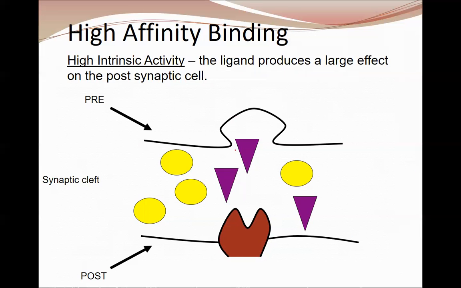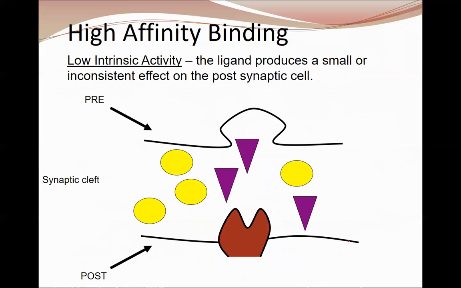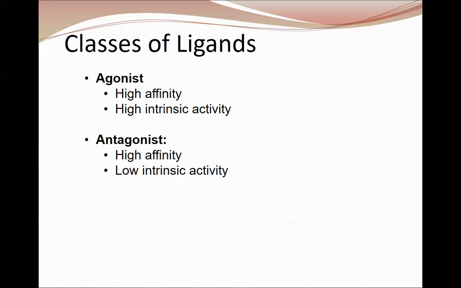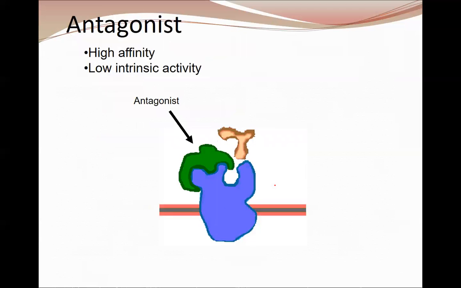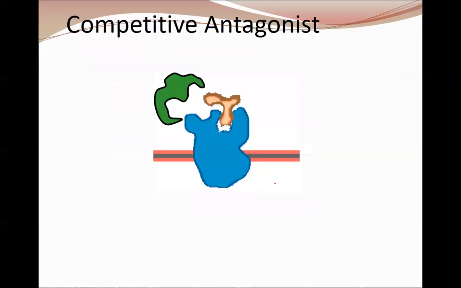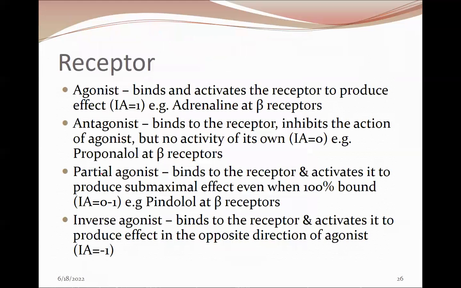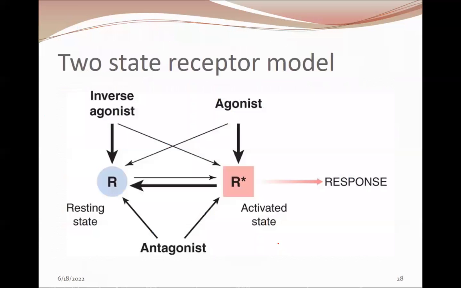The high intrinsic activity is when it binds for a sufficient duration of time, producing a substantial action for a prolonged duration. We had agonist and antagonist. Agonist had high affinity and high intrinsic activity, whereas antagonist had high affinity and low intrinsic activity. We talked about the agonist and antagonist model. We talked about the reversible, irreversible models. We even talked about the competitive antagonist, non-competitive antagonist. We talked about indirect agonist, and then we defined the agonist, antagonist, partial agonist, and inverse agonist with the help of a 2-state receptor model.